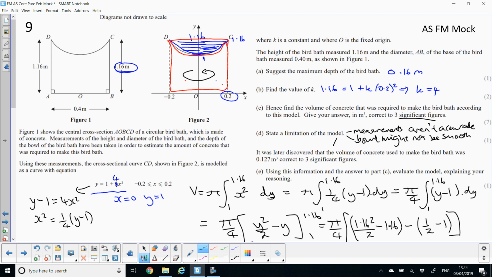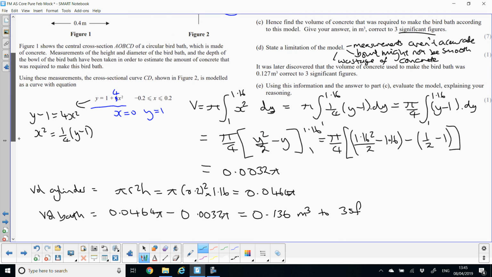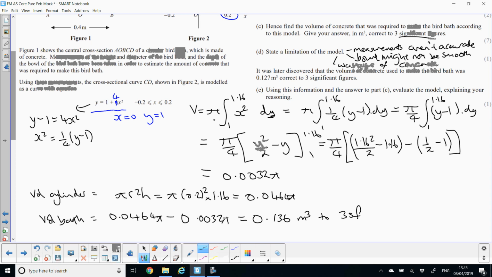If you're making it from the concrete, you could waste concrete when you're making it. So you'd have to be very accurate to use the exact amount of concrete if you were pouring this into this mould. Right, so you need to get the answer accurate to be able to answer part E accurately. It's later discovered the volume of concrete used for the bath was this, 0.127. Use this information and your answer to evaluate your model. So you can see you've got higher than that.